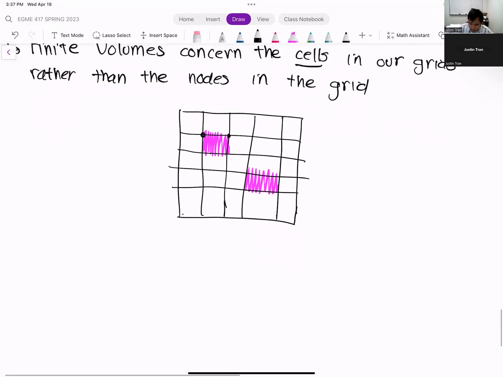And to do this, because now we're looking at a solution that's valid over a region of space, that opens up some new mathematical tools for us. And that mathematical tool here is integration.